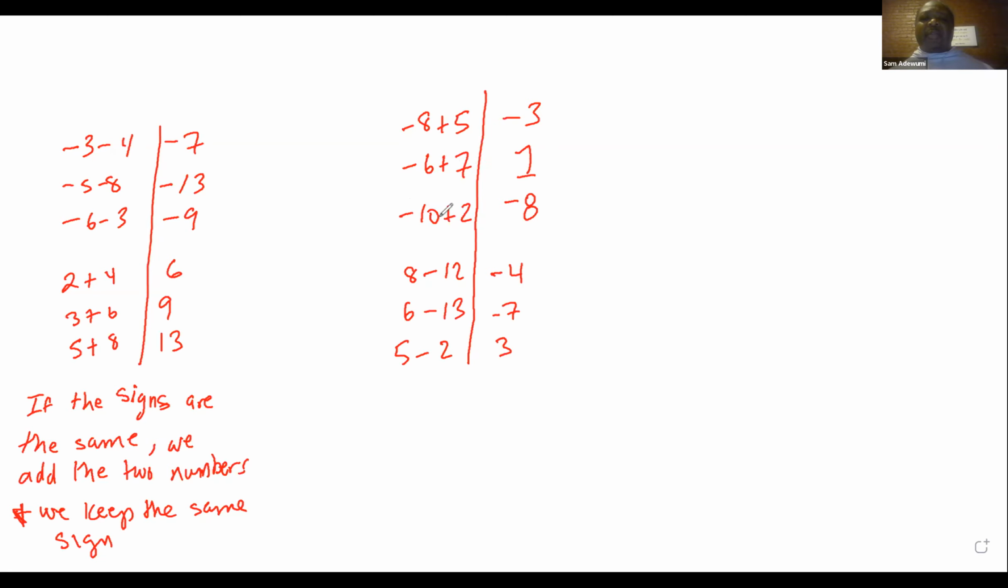Same thing here, -10 plus 2, we're at -10. We're going to add 2 to it. So that means we're going to go to the right 2 spaces, did not reach 0. Answer has to be -8.